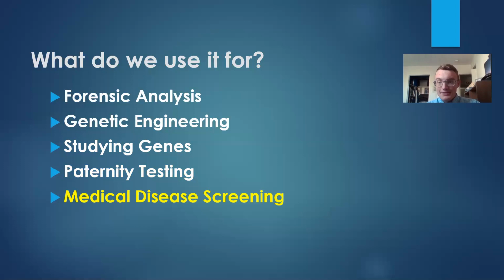Medical disease screening. We'll learn in week 9 that you can use PCR and other processes that are based on PCR to determine if you have a genetic disease. For example, it can help you discover if you have sickle cell anemia or hemophilia or a bunch of other things like that. PCR and a bunch of connected processes we'll learn about in week 9 can help doctors determine if you have genetic diseases or not.